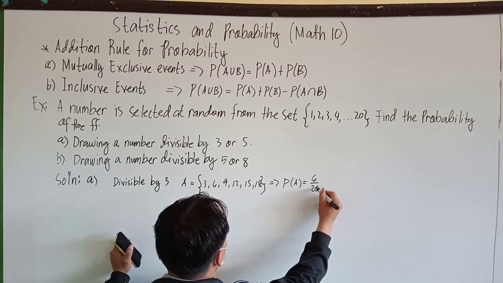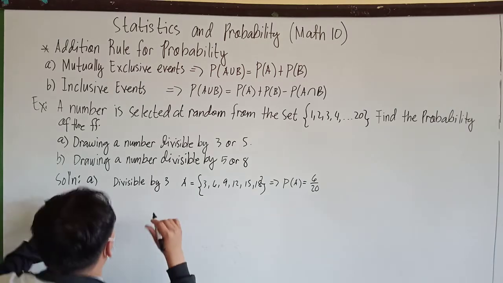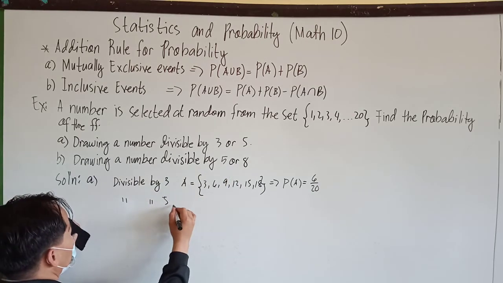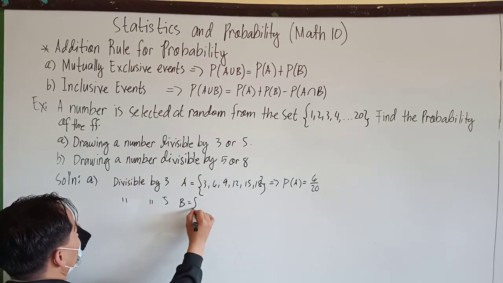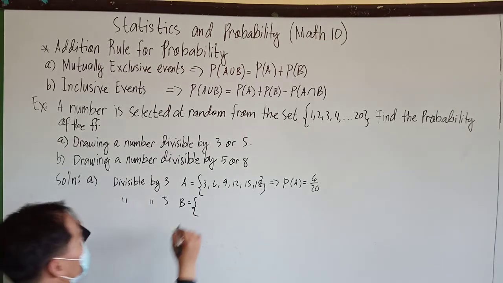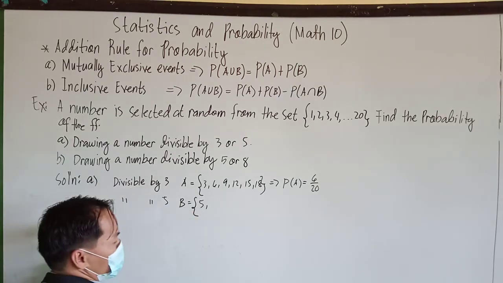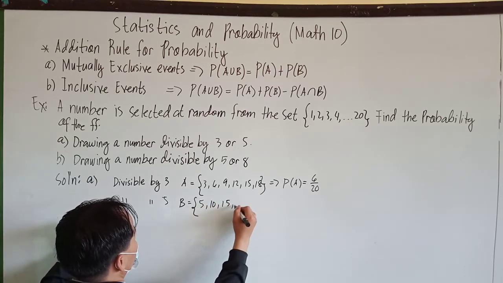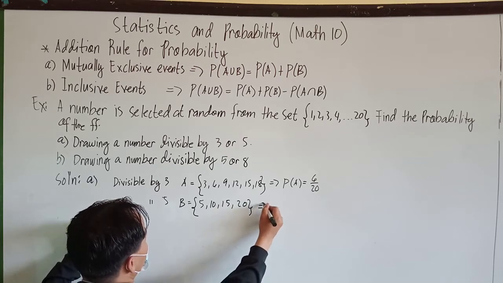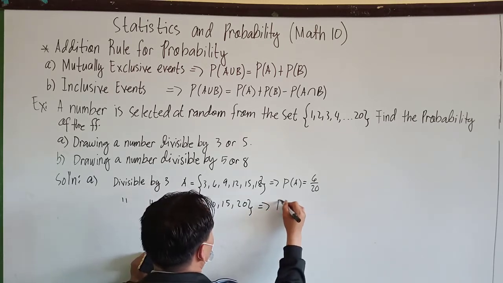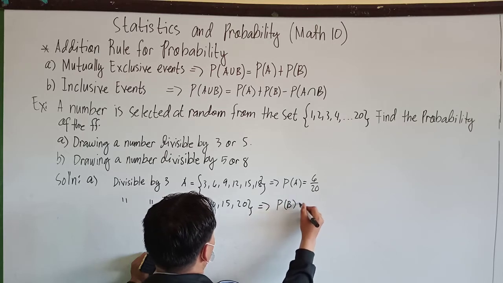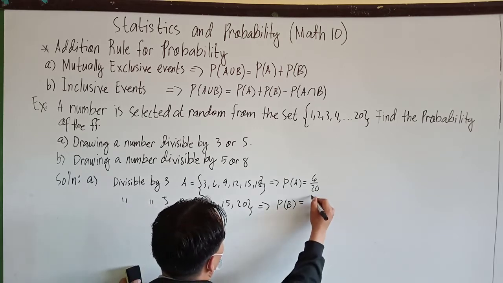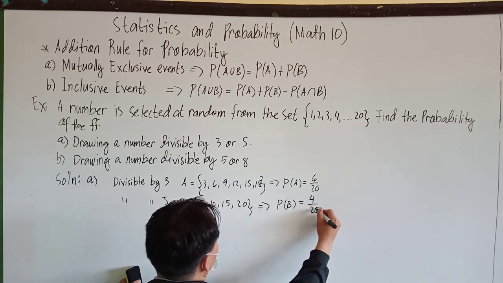6 out of 20. Next, numbers divisible by 5. We let that one be our set B. And that is equivalent to what? First, we have 5, because 5 is divisible by itself. 5, 10, 15, and 20. So therefore, its corresponding probability of B is equal to what? 1, 2, 3, 4. So we have 4 out of 20.